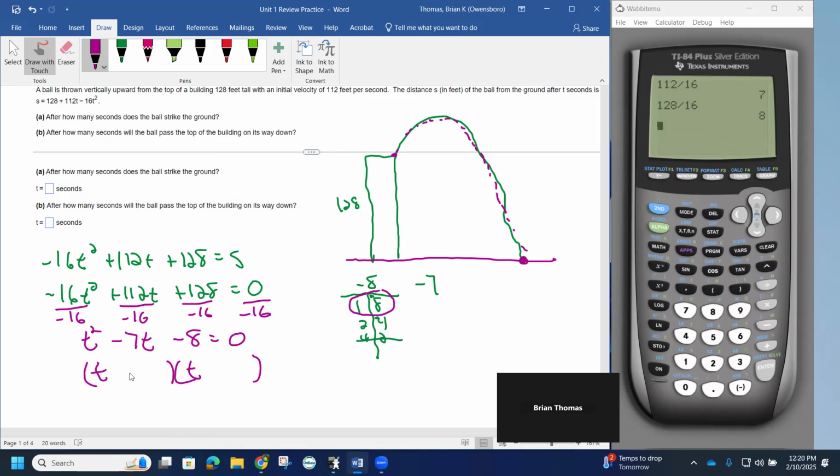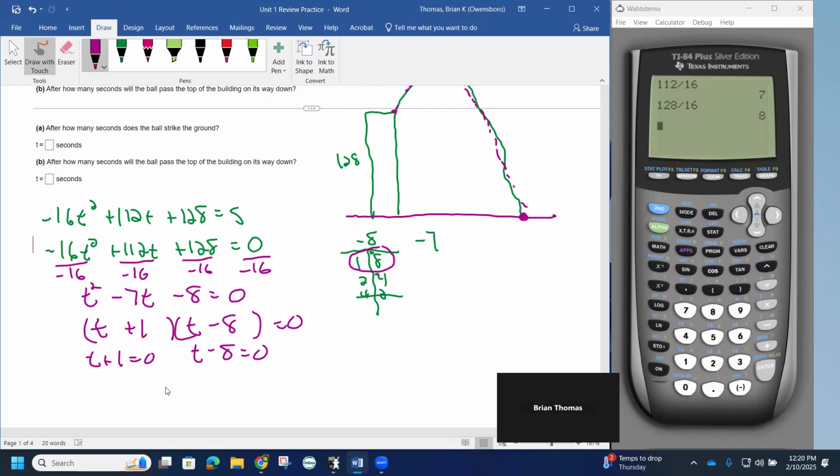So I can write this as t minus 1, actually t plus 1, and then t minus 8 is equal to 0. Now, to solve a quadratic equation by factoring, one of these factors has got to be 0. So either t plus 1 has to equal 0 or t minus 8 has to equal 0. Well, if I solve these equations, we pick up on t is equal to -1 and t is equal to 8.